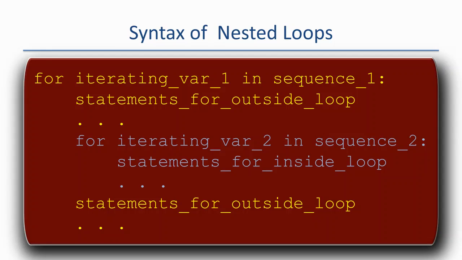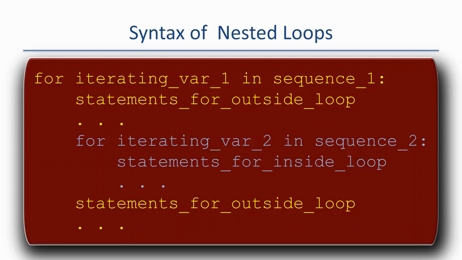Here is a syntax of a nested loop. In this example, a for loop is nested inside another for loop. As you know, the outer for loop starts with the keyword for, with an iterating variable and a keyword in, and a sequence and a colon.